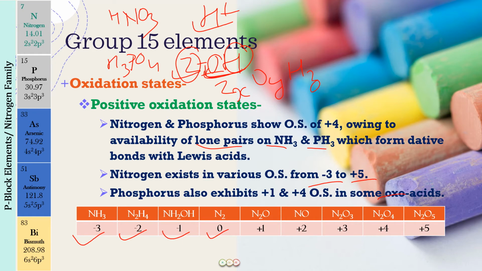Then we have the various oxides of nitrogen, where we will see the plus oxidation states. I've already told you, plus oxidation states appear only when the element is combining with another element which is more electronegative than it. Nitrogen is third in electronegativity. The highest electronegativity is of fluorine, then oxygen, and then nitrogen. So when nitrogen forms a compound with either fluorine or oxygen, only then will you see the plus oxidation states of nitrogen. That is why you see the plus oxidation states of nitrogen in all the nitrogen oxides.